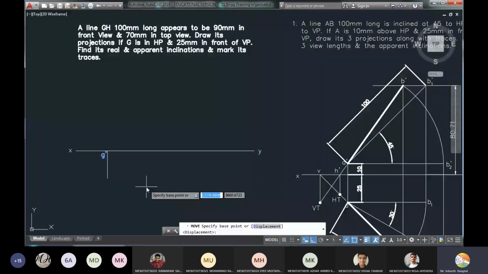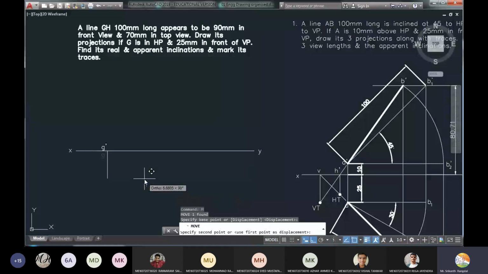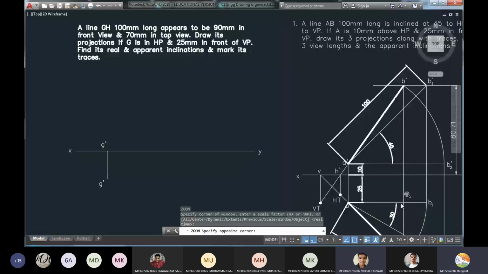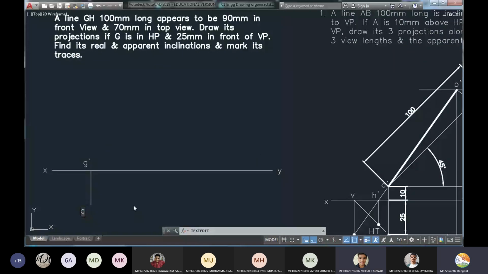This point, let us write above because it is the front view. Then what is this point? Come on, tell me, what is this point? Small g. This is the front view with dash, g dash. This is the top view without dash, that is just g. So now we got both the points.